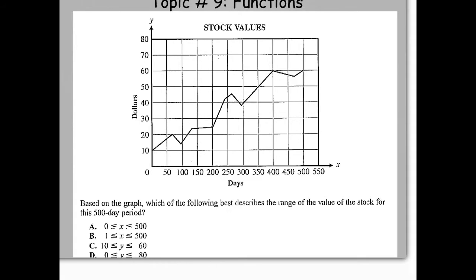Well, remember, range is talking about the y values. Y values go this way, so they're talking about dollars. What's our lowest y value? Looks like it's here, at 10. What's our highest value? Either here or here, at 60. So, our answers are between 10 and 60, meaning our best answer choice is C. Did you get it right? Good job.